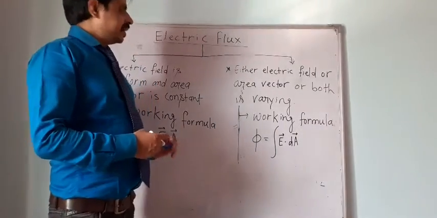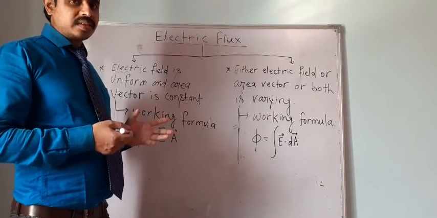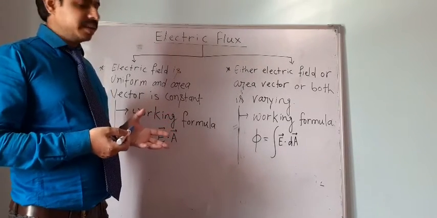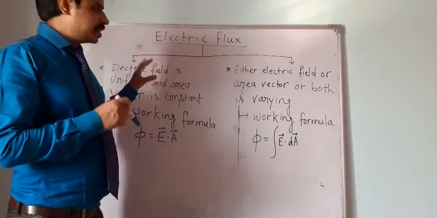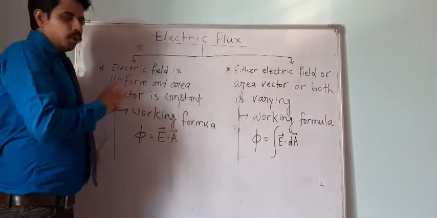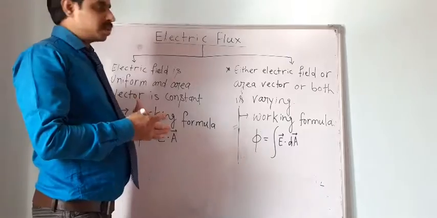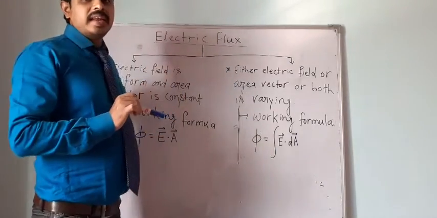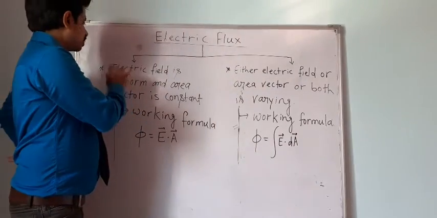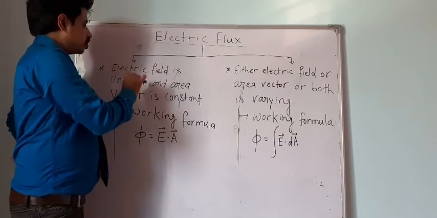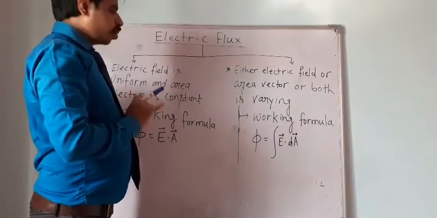पिछले वीडियो में हमने इलेक्ट्रिक फ्लक्स डिस्कस किया था। हमने सीखा था कि इलेक्ट्रिक फ्लक्स कैसे फाइंड करते हैं एक इलेक्ट्रिक फील्ड के लिए। तो बेसिकली हम इसे समराइज कर रहे हैं कि दो टाइप के सिचुएशन हमें मिलते हैं जिसमें हमें इलेक्ट्रिक फ्लक्स फाइंड करना होता है। The first, electric field is uniform and area vector is also constant, means both are having a fixed value.